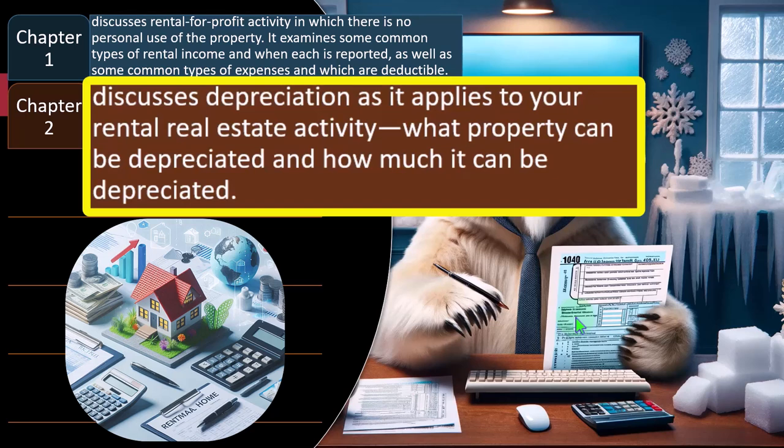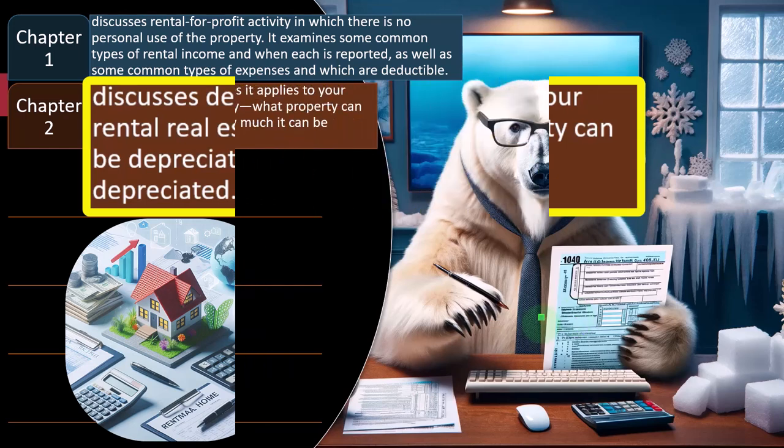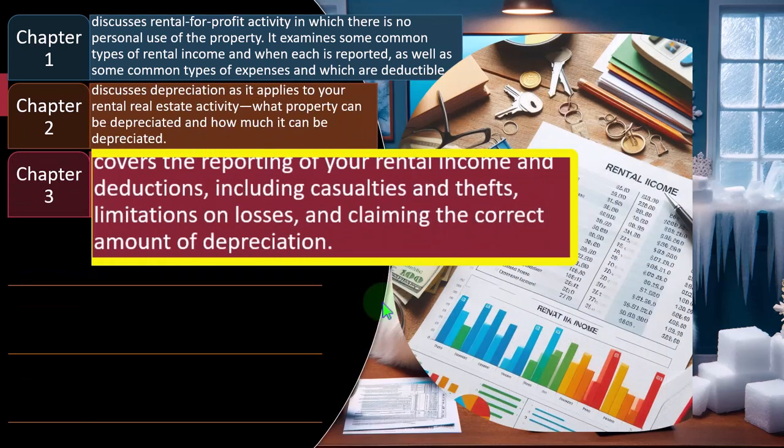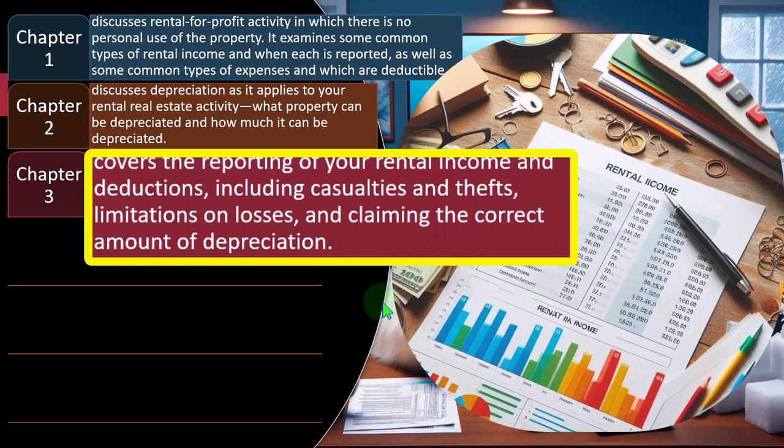So with rental property, depreciation becomes important, because the property itself is subject to depreciation, since it's being used in a business kind of situation. And typically when you're fixing things, you're going to have a lot of depreciable items. In other words, is it a repair that you might be able to expense, or is it something that you have to record as a depreciable item? Chapter 3 covers the reporting of your rental income and deductions, including casualties and thefts, limitations on losses, and claiming the correct amount of depreciation.